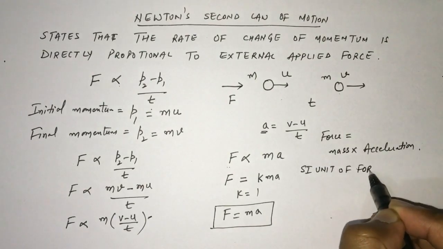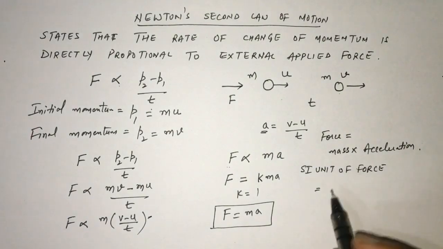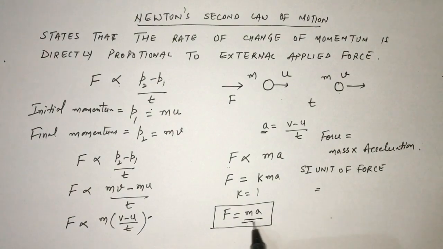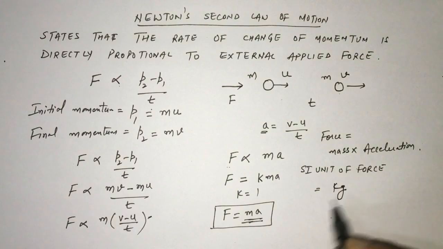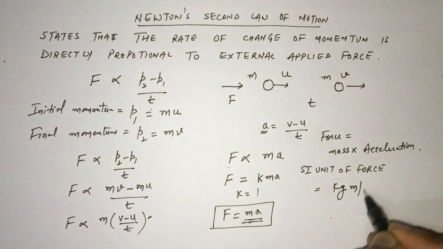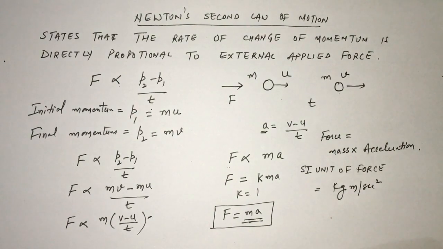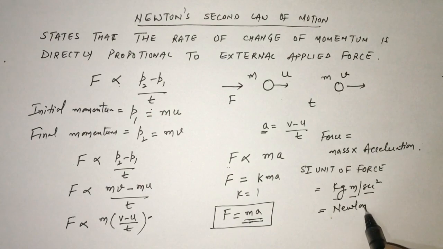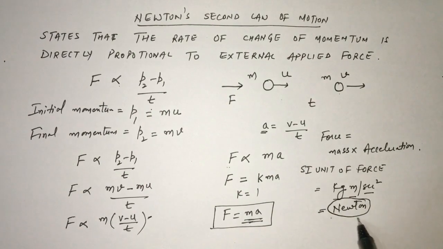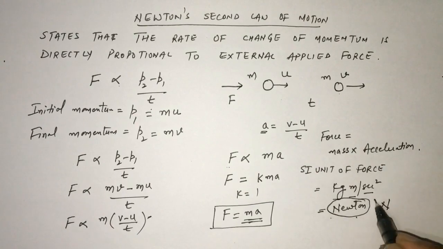Now, the SI unit of force. According to the formula, F is equal to ma. The SI unit of mass is kilogram. For acceleration, it is meter per second square. Kilogram meter per second square is also called Newton. So the SI unit of force is Newton, denoted by capital N.